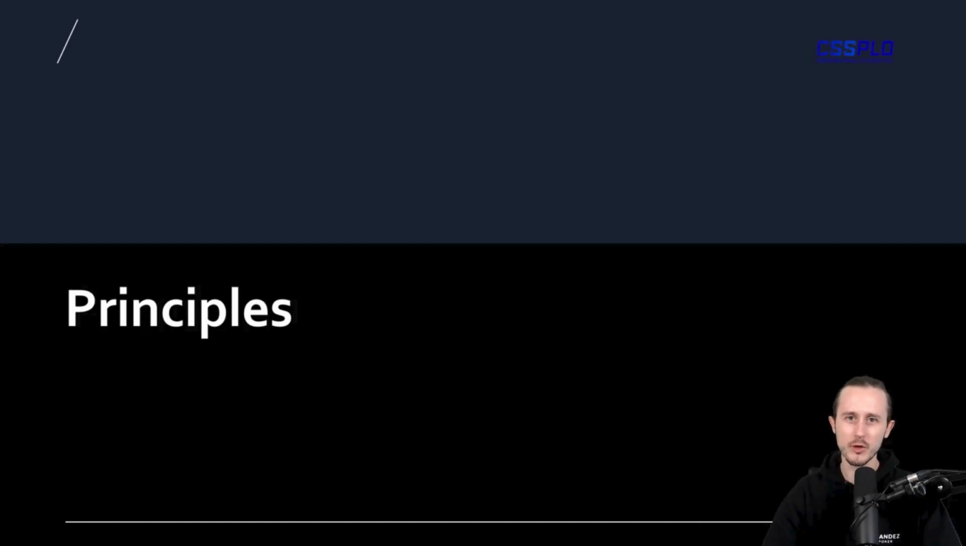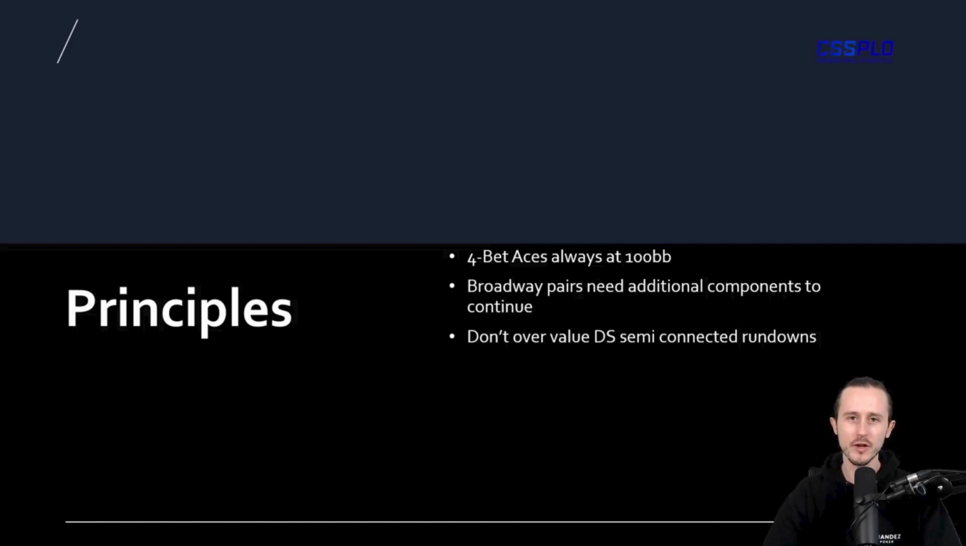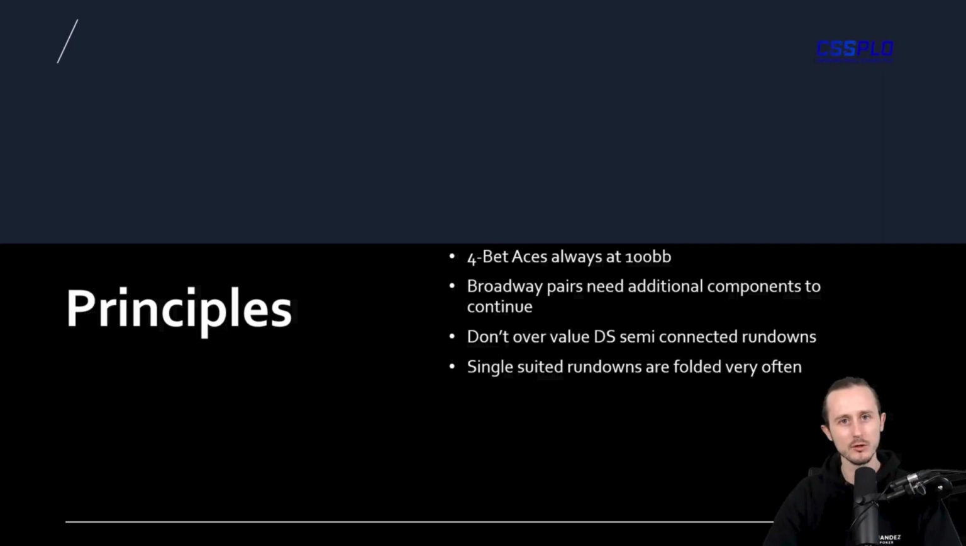Now, what are some of the principles that we have to keep in mind here when we are facing a squeeze? We're looking into a 100 big blind situation. First of all, you should always four-bet aces at 100 big blind in this situation. Secondly, Broadway pairs need a lot of additional components to continue here. Don't overvalue double-suited, semi-connected rundowns. And lastly, single-suited rundowns are folded very, very often. And we're going to look into each one of these individually. And at the end of this video, we'll also look at some of the four-betting candidates.